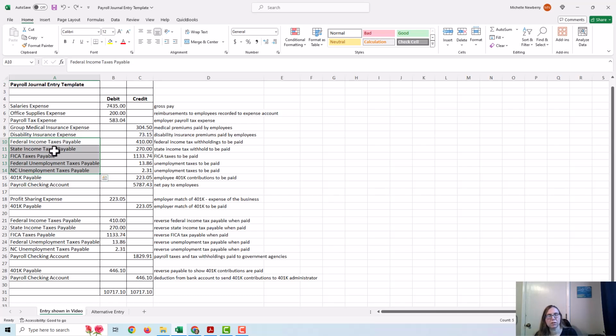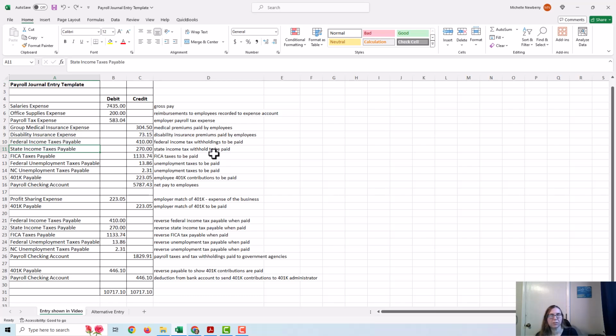You could lump all of these into one payroll liabilities account, but I recommend having individual accounts if you pay them individually, so you can keep track of whether you've paid the federal income taxes, whether you've paid the FICA taxes, and so on. Actually, FICA taxes and federal income taxes could be combined, since they're going to the same place. They're going to the IRS.